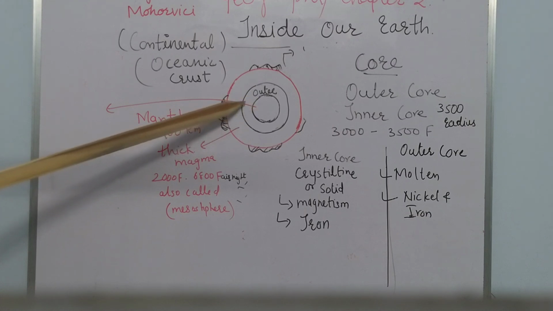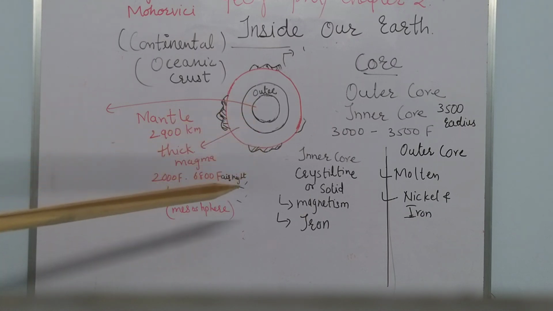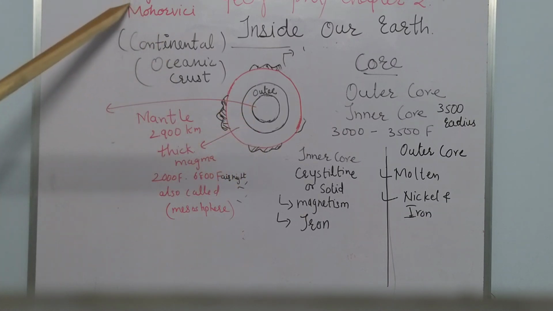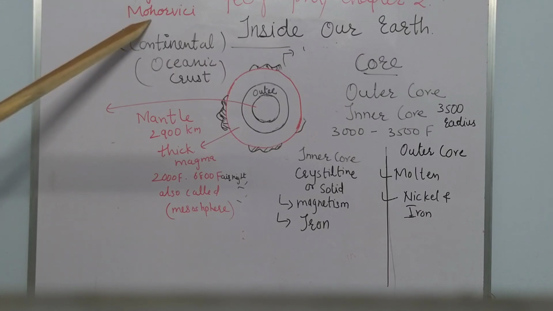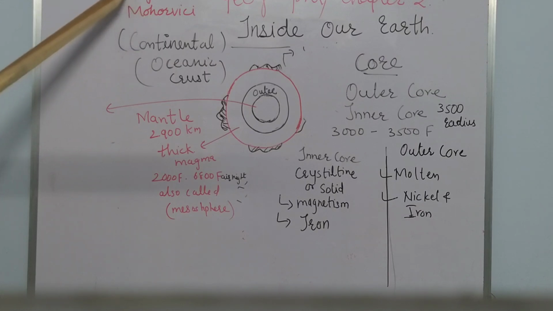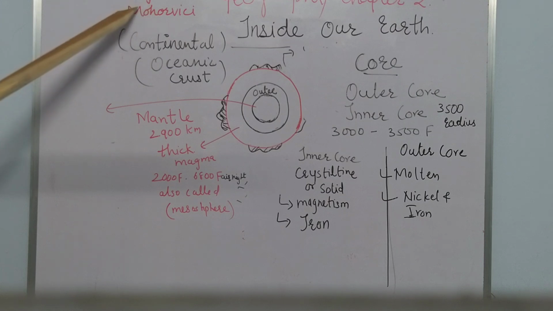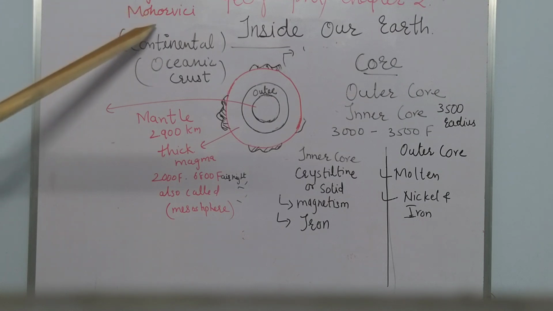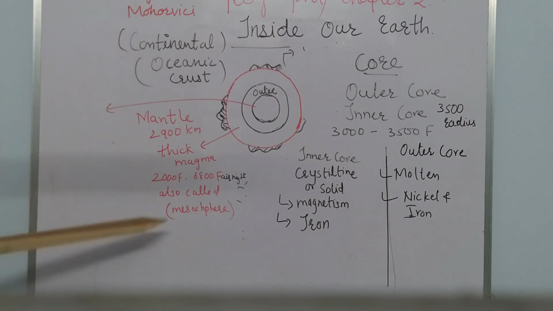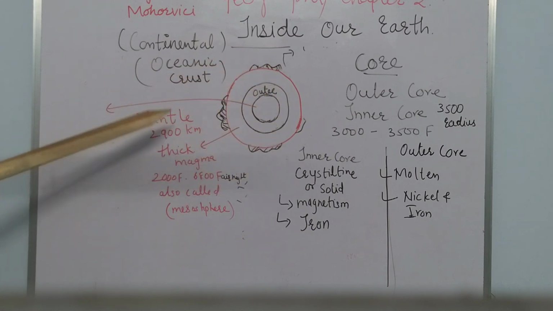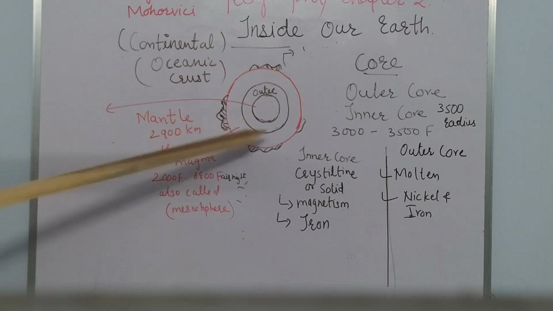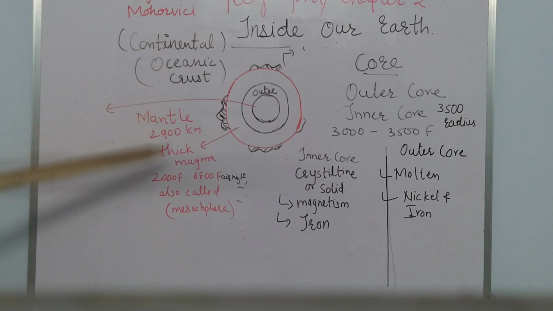The first scientist who used the waves and gathered the information was Andrija Mohorovičić. He also discovered the discontinuity that you are going to study in further classes, but this is up to here. You should know the three layers of the earth: core, mantle, and crust. All three you should know up to this class. Okay, the rest we will discuss in further periods.